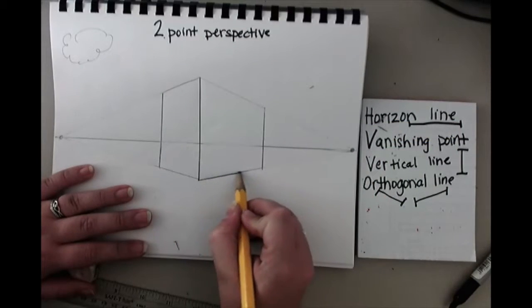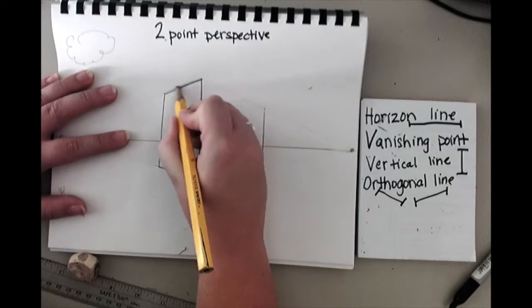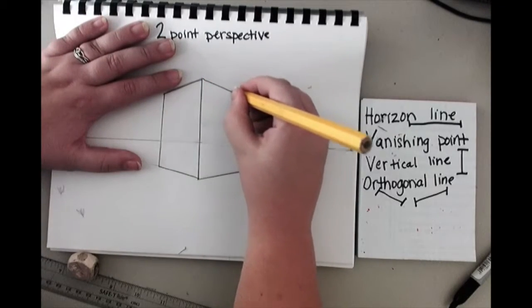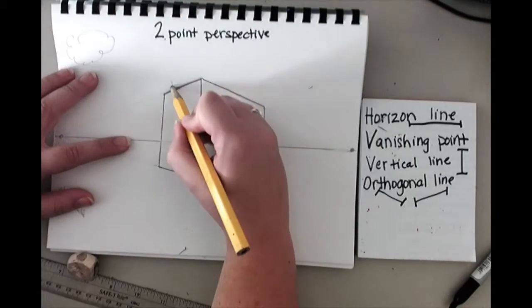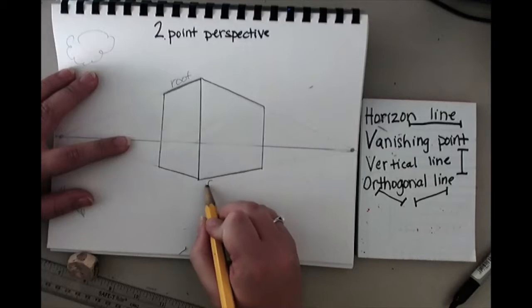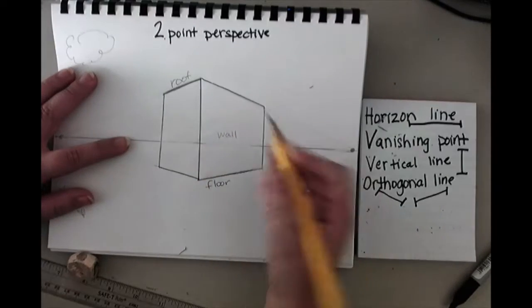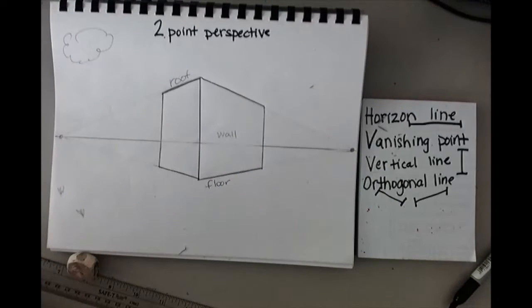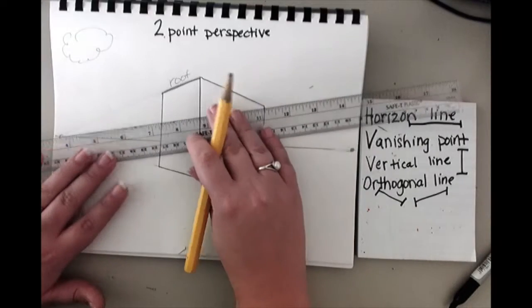At this point, if you want, you can go back and darken the orthogonal lines that you drew to make your box. Now this becomes the roof. This becomes the floor. And these are the walls, okay? And then you have the corner and so on. You can do the same thing and add other details to this building, like windows.